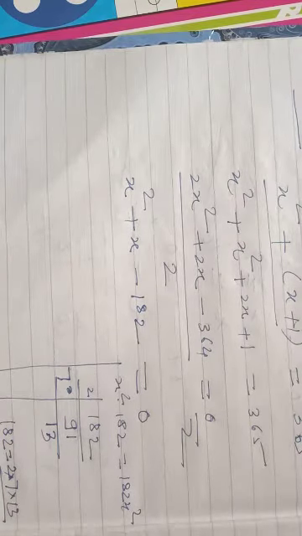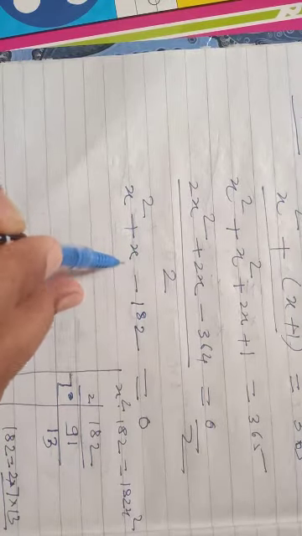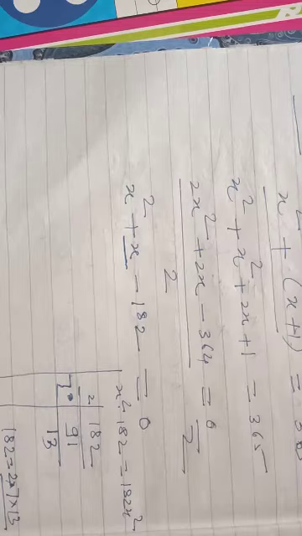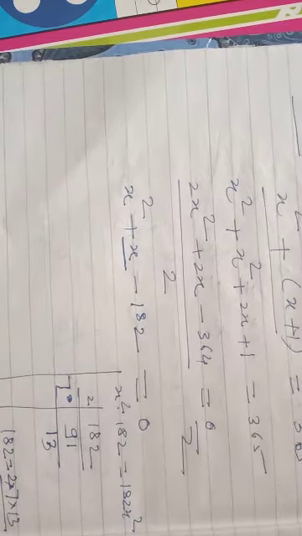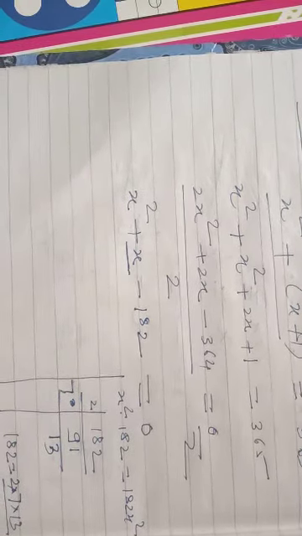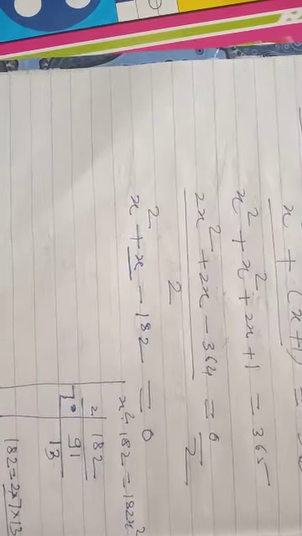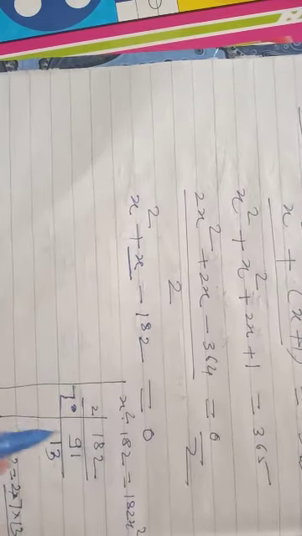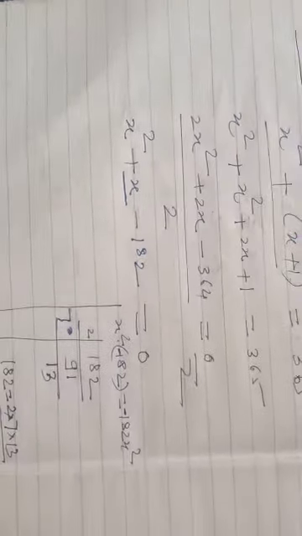So we should split the x like this: the sum of the two splitting values will be equal to plus x, and the product of those two splitting values will be minus 182 x square.